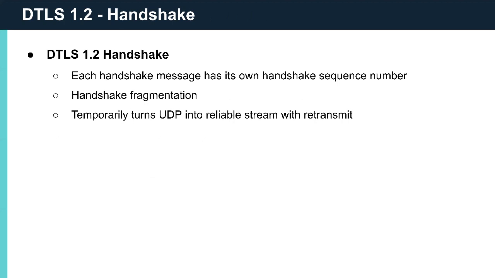For the handshake, each handshake has its own sequence number. The handshake messages can be fragmented. And the handshake temporarily turns UDP essentially into a reliable stream with retransmission. So, moving to DTLS isn't always the best choice. Some people think that the benefits of UDP being connectionless will be seen with DTLS, but DTLS kind of makes your connections into a connection-oriented client and server interaction.